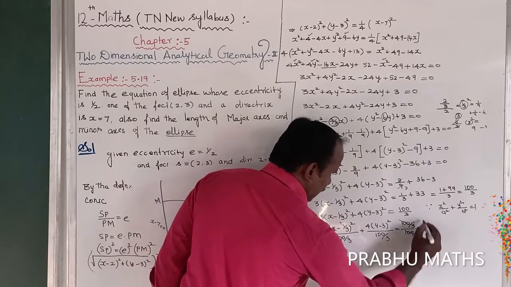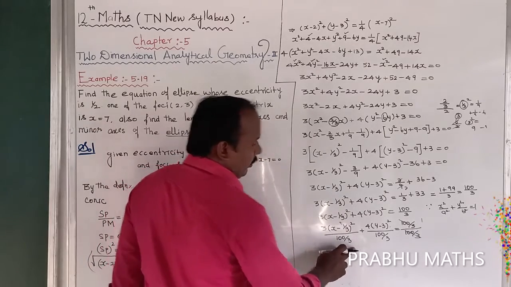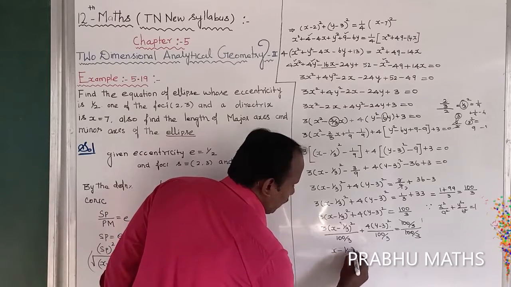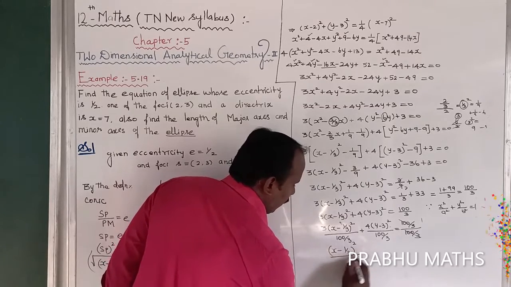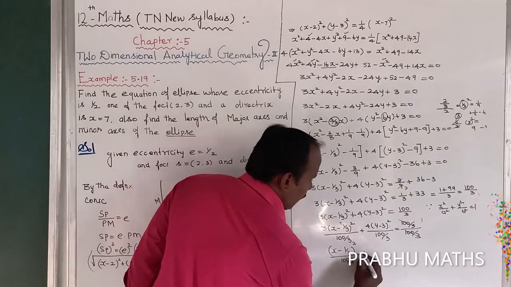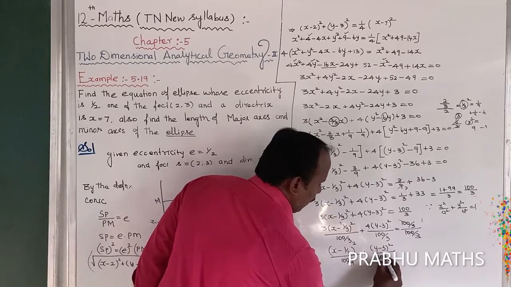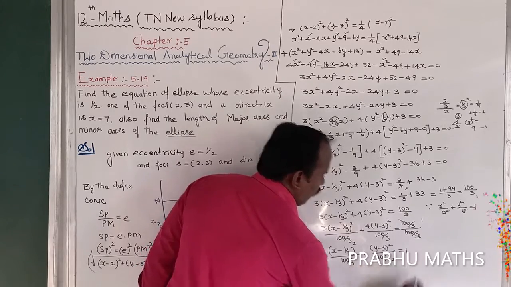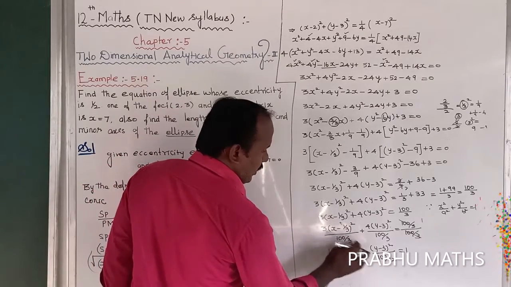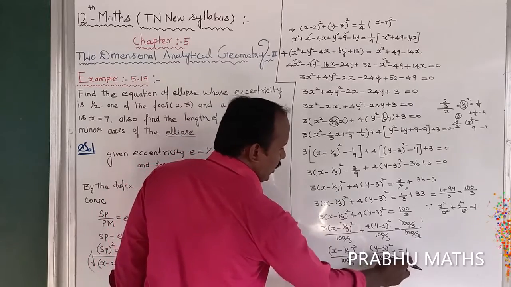So this one fully cancels, going to 1. The 3 goes to the denominator, so take the reciprocal. So the term is (x minus 1 by 3) the whole square divided by 100 by 9, plus (y minus 3) the whole square divided by 100 by 12, that is equal to 1. That is the general form, x square by a square plus y square by b square is equal to 1.